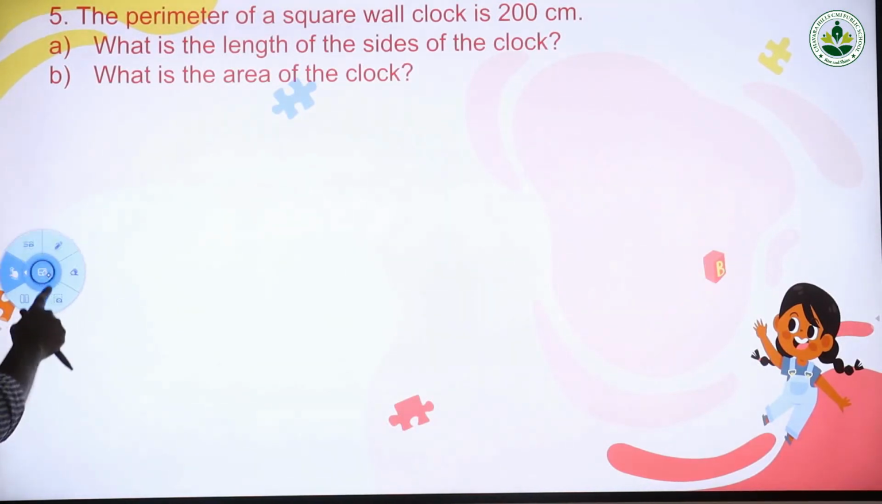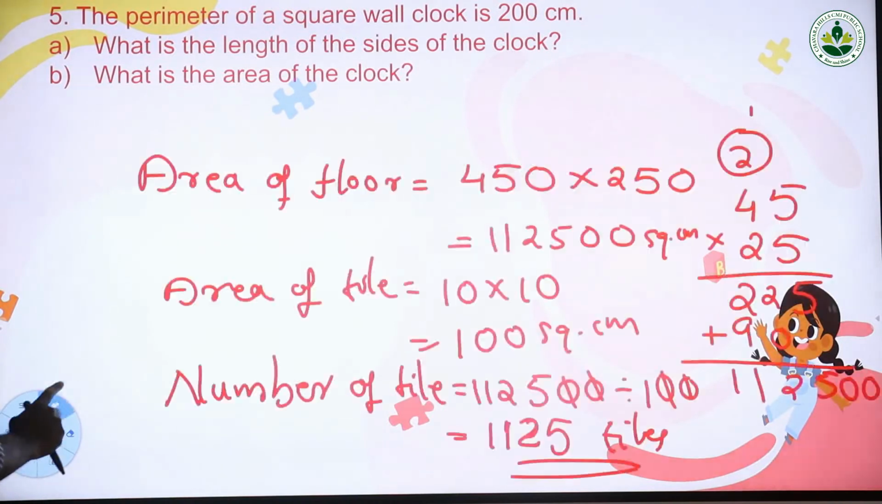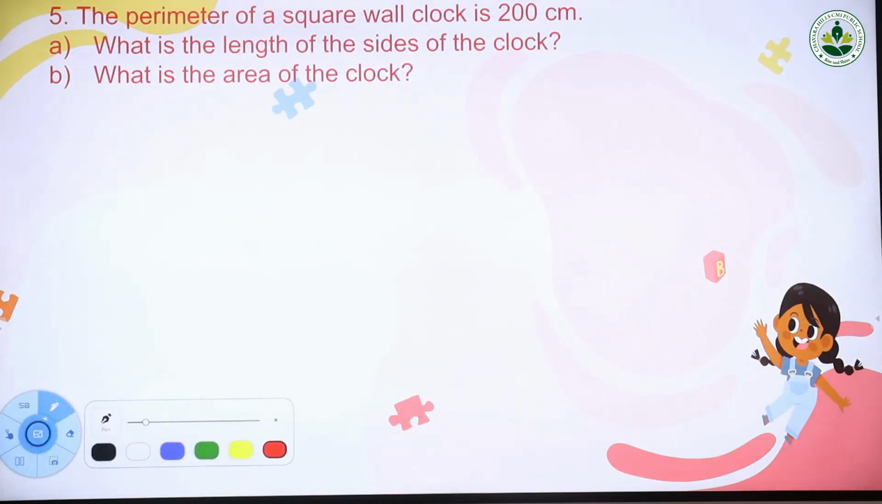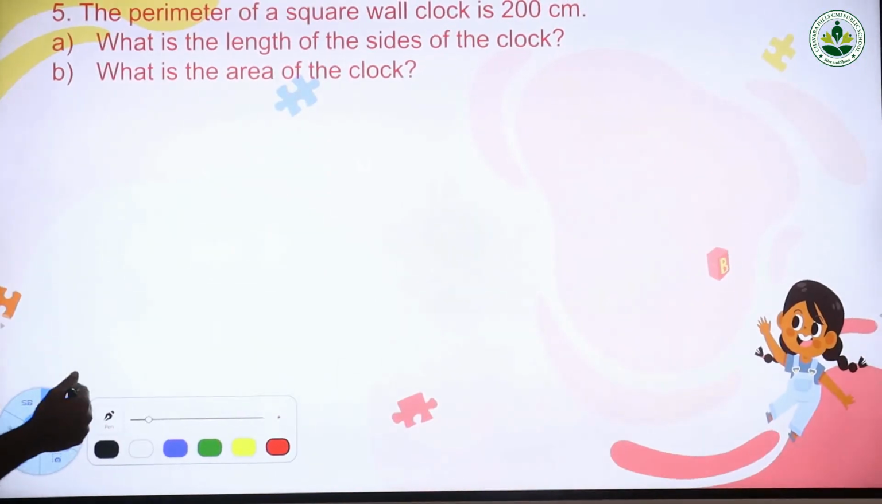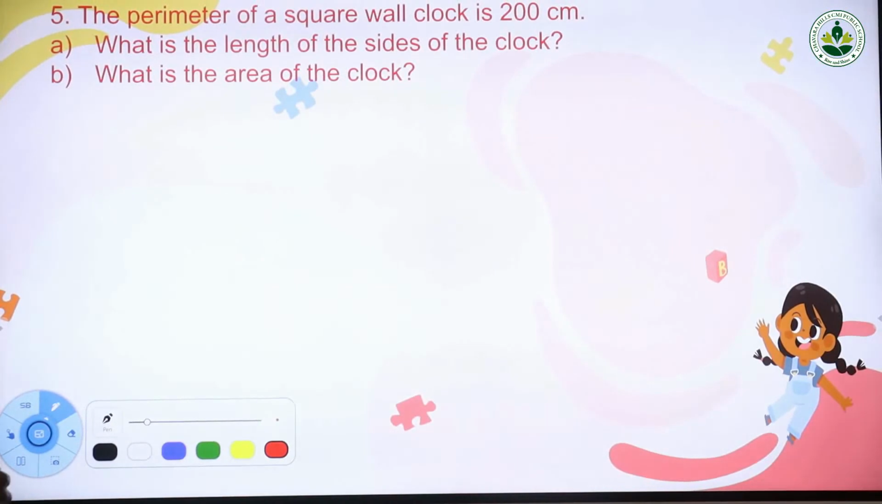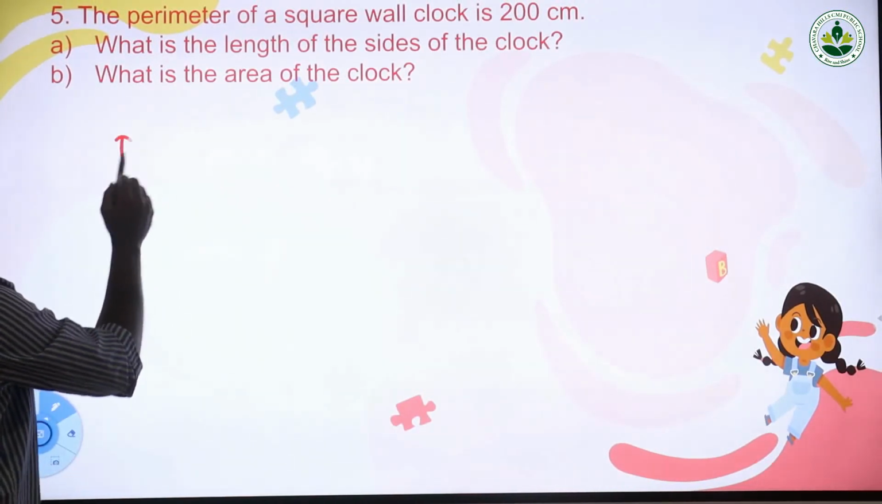The perimeter of a square wall clock is 200 centimeter. The first one is, what is the length of the sides of the clock? How will you find the length? Perimeter is given.